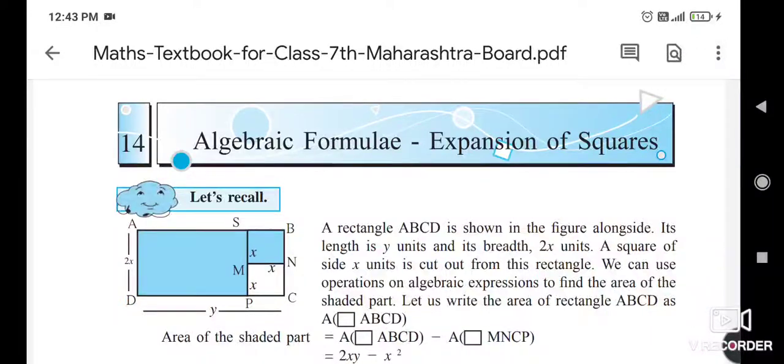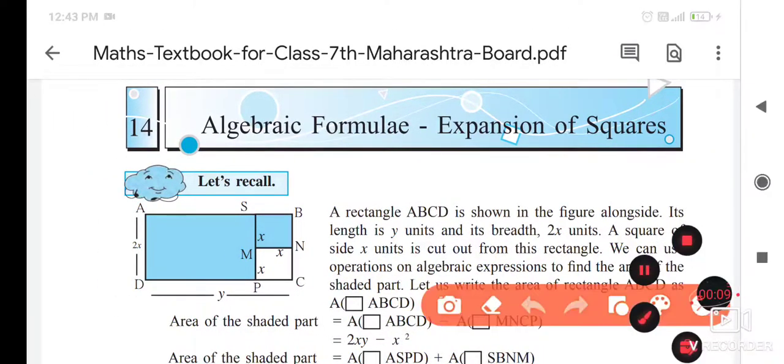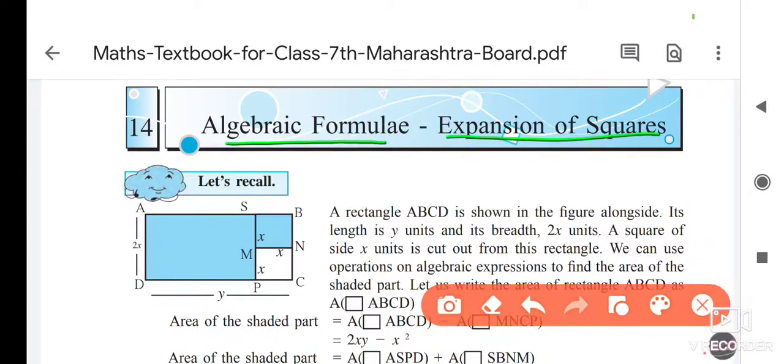Students, today we will take lesson number 14. This is the last lesson from our second semester syllabus. After this we will take the revision. The name of this lesson is algebraic formulas, expansion of squares.